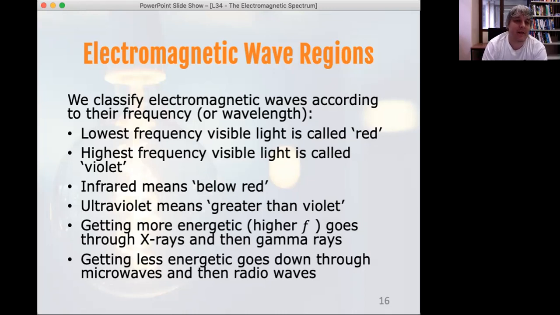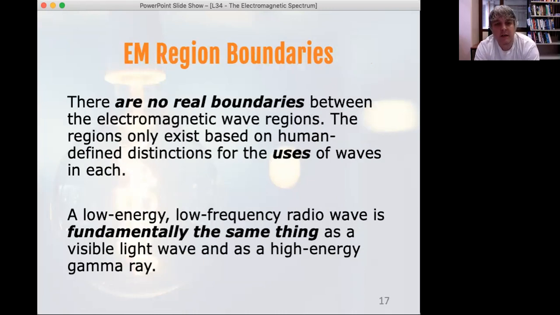All of those different types of waves are all electromagnetic waves. They are all fundamentally the same thing. And the boundaries are not real boundaries. There's no strict cutoff. You can't look at a photon and say, oh, that's a visible one, that's an ultraviolet one, that's a radio wave.